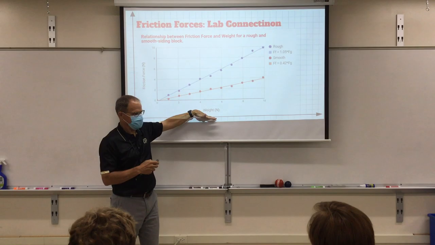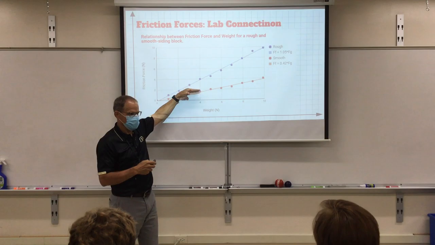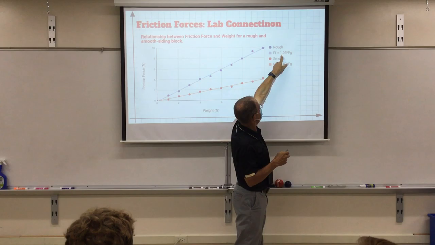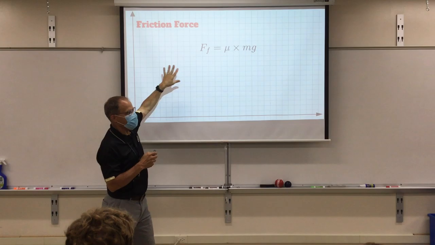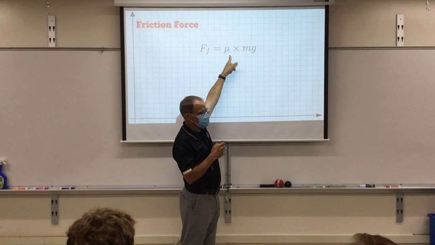So in lab, we graphed the friction force and the weight. And we said the friction force is proportional to the weight. That's true for both the smooth and the rough surfaces, right? They're both proportional. Our math model looks something like this: y equals m times x.